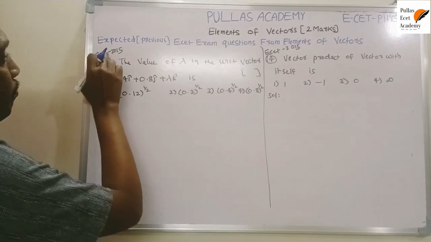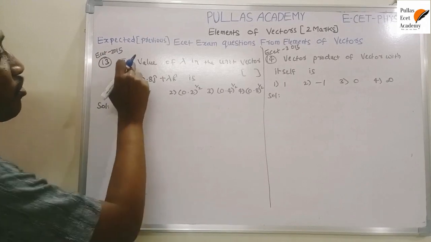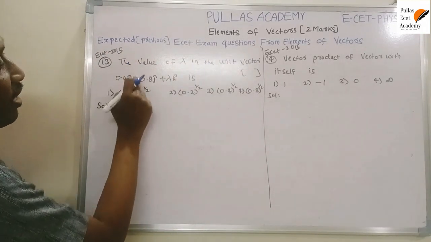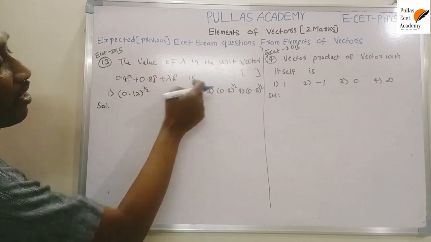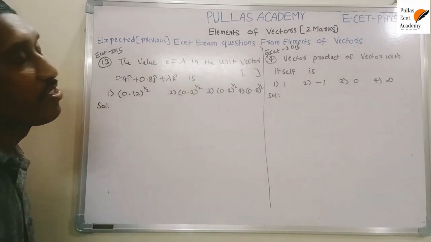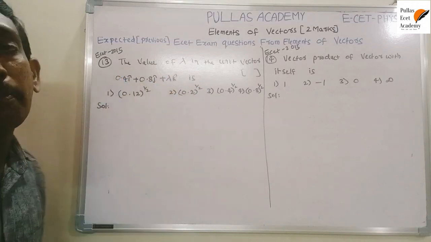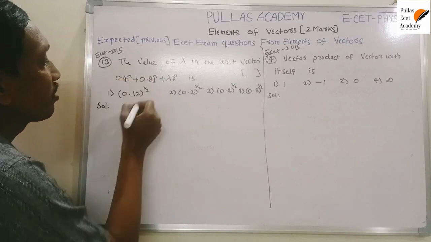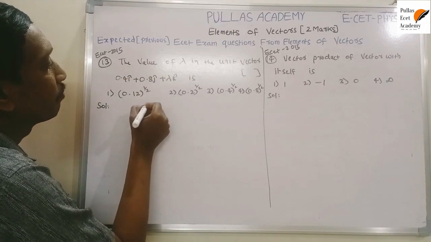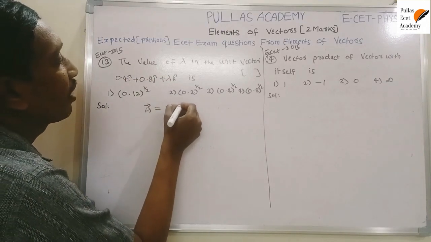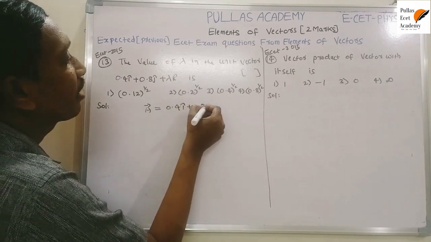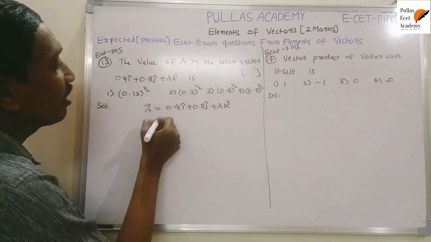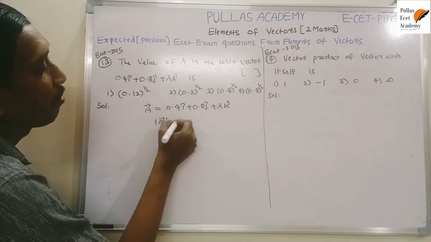The next question is repeated in ECET 2015 paper. The question is the value of lambda in the unit vector 0.4 i cap plus 0.8 j cap plus lambda k cap. So the given vector is a unit vector, then what is the lambda value is asked. Unit vector means its magnitude is 1. Suppose the given vector is a bar equal to 0.4 i cap plus 0.8 j cap plus lambda k cap. Since it is a unit vector, modulus a bar is equal to 1.